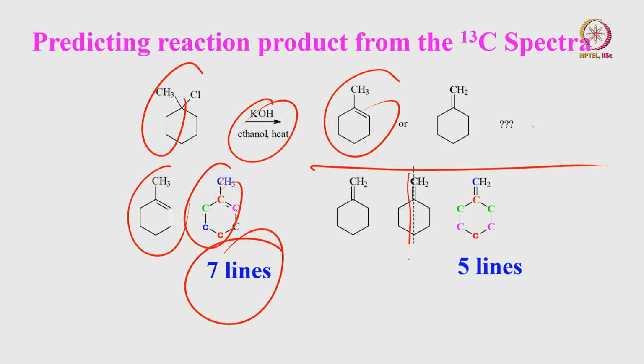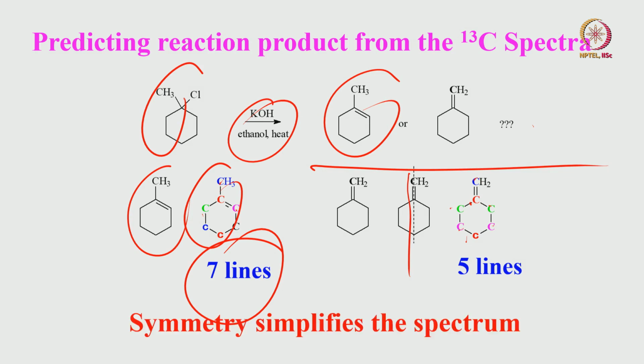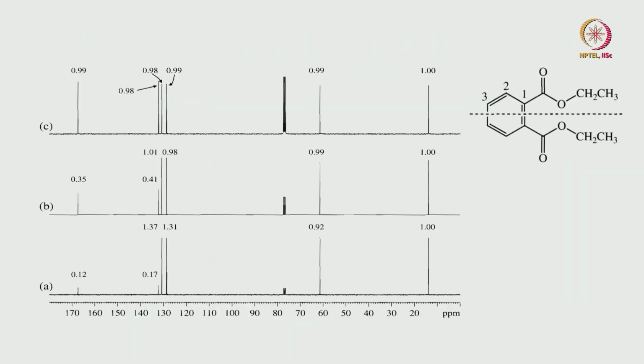Whereas here there is a perfect symmetry axis. So this is same, this, then this. There are 5 carbons. So when you do this reaction, take the product, take the carbon 13 NMR spectrum, and if you get 7 lines, then this is the product. If you get 5 lines, this is the product. You do not have to even worry about interpretation. Just count the number of lines, then you know what the product of this reaction is. So you can predict the reaction based on the number of peaks you get, which depends upon the symmetry of the molecule.